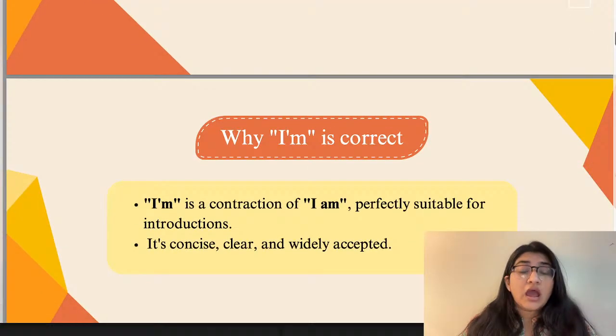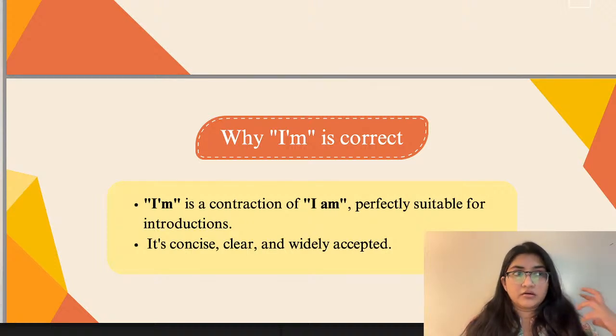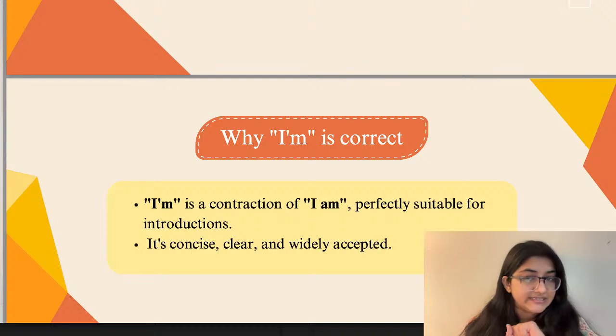Now what to use? So instead of saying myself Yashee, myself Bina, myself Prathamesh, myself Riya, you will be using I am or I'm. So what is I'm? The contraction of I am is I'm Yashee, I'm Bina, I'm Radha, I'm Riya, I'm Prathamesh. So that's how you use it. So it's concise, clear, and also accepted, grammatically correct.